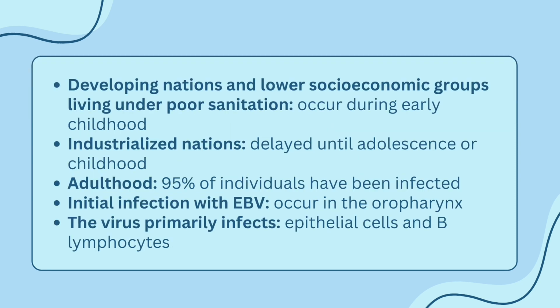And in developing nations of the world and lower socioeconomic groups living under poor sanitation, yung EBV infections usually occur during early childhood, whereas sa industrialized nations with higher hygiene standards, yung infections are typically delayed until adolescence or adulthood. However, by adulthood, more than 95% ng individuals have been infected as evidenced by the presence of the EBV antibodies in their serum. And then the initial infection with EBV is believed to occur sa oropharynx where yung virus primarily infects epithelial cells and B lymphocytes.